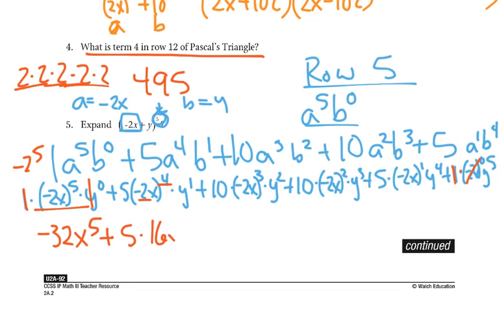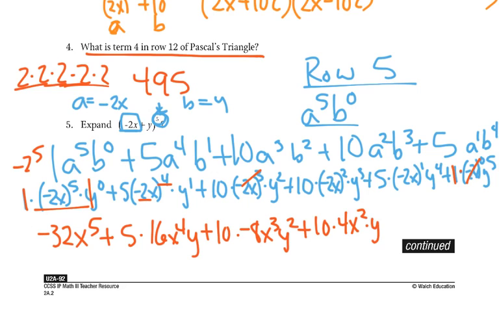So we've got 5 times 16 x to the 4th, y to the 1st, plus 10 times negative 2 to the 3rd, which would be negative 8 x cubed y squared, plus 10 times negative 2 squared is 4 x squared times y cubed, plus 5 times negative 2x y to the 4th plus y to the 5th, because the other ones eliminate.